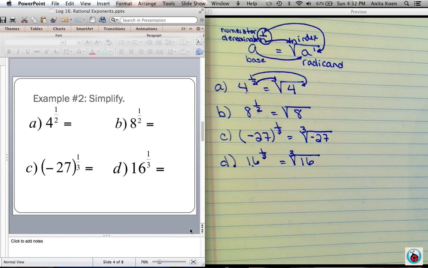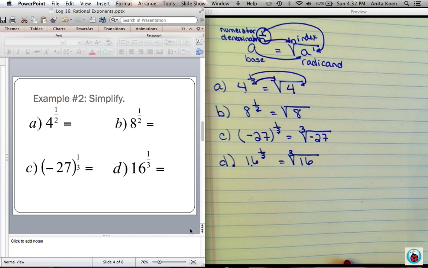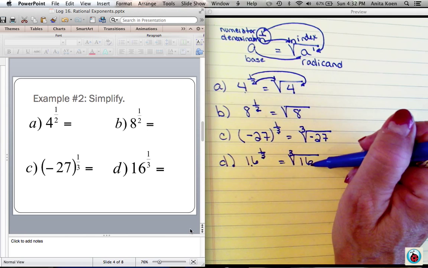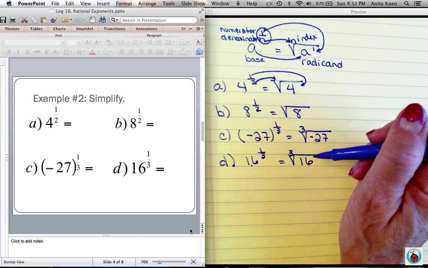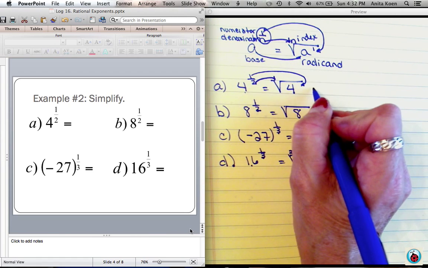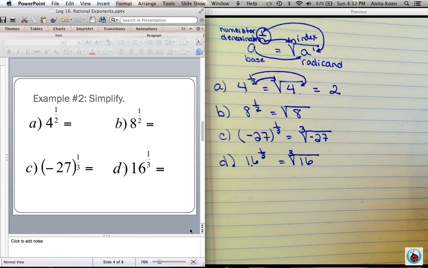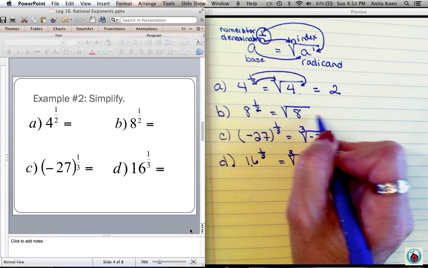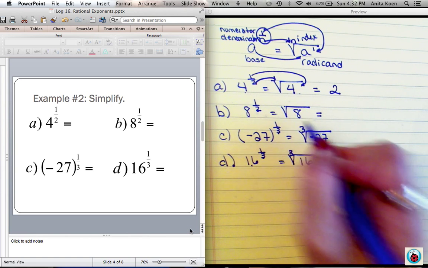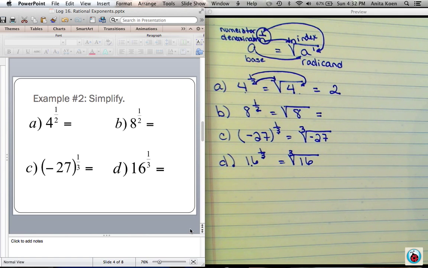Now these are the same 4 problems, except it says simplify. So if the problem says simplify, I don't want to leave the radical if I can simplify it. So now I must look to say, well, what is the square root of 4? Well, I know that that's 2. What is the square root of 8? Well, 8 is not one of my perfect squares, and I hope you're studying those from your warm-up number 6.